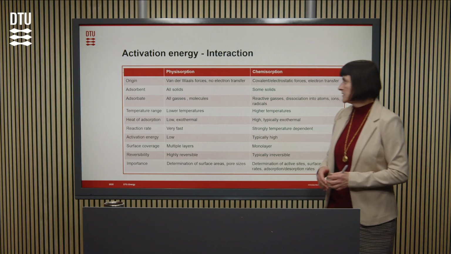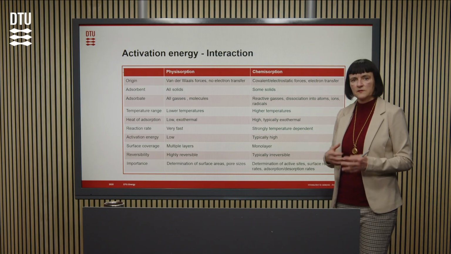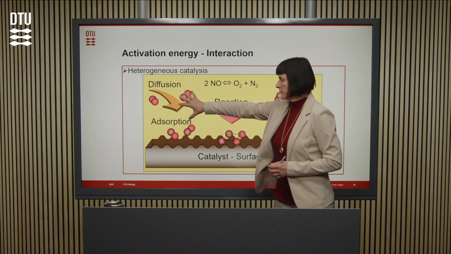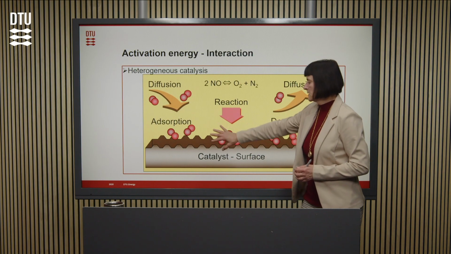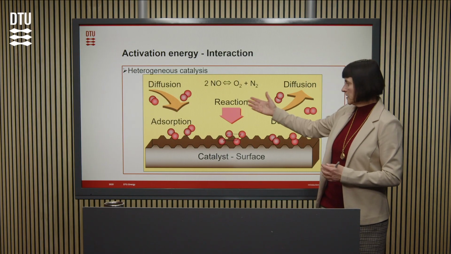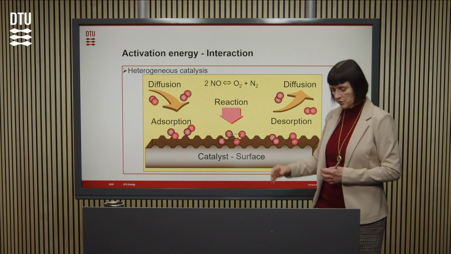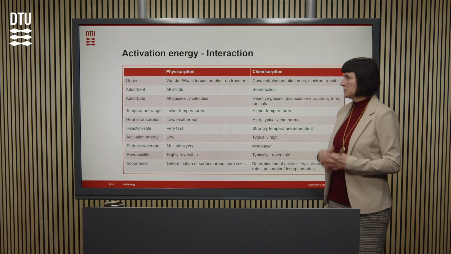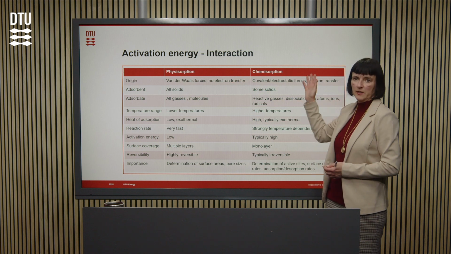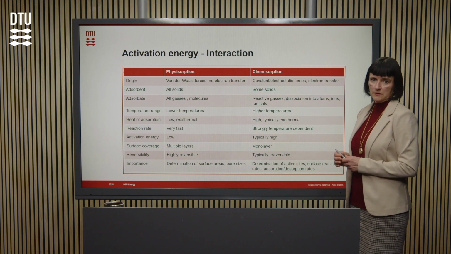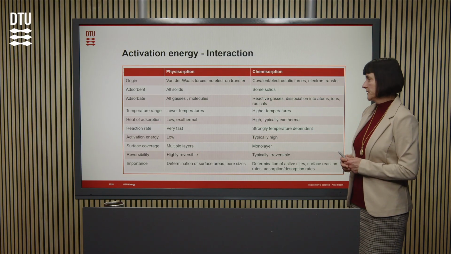Now I would like to give you a few examples of this interaction, and that is actually this step here from a reactant coming in, interacting, and then leaving again. These are interactions between a molecule or a compound and a surface, and the nature of these can be categorized in being either physisorption or chemisorption. So these are two categories of interaction between gas phase and the surface.